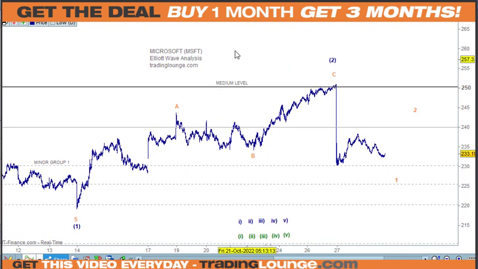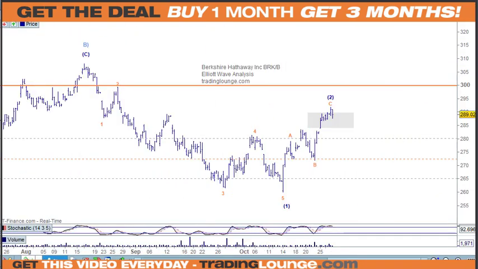Alphabet and Microsoft. Okay, so Berkshire Hathaway, we've got 2 counts on this. One of them is that we can count this B wave down here like the other markets, and we can look at it as wave 1 here.